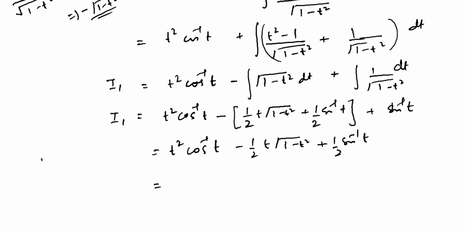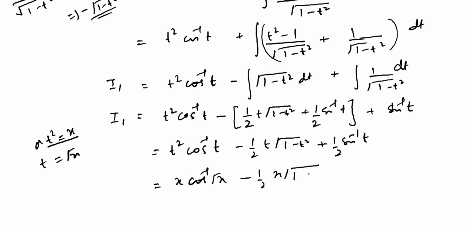On placing t as equal to root x, or t square is equal to x wherever applicable, I'm going to get this as x cos inverse of root x minus 1 by 2 x into under root of 1 minus x plus 1 by 2 sine inverse of root x. Okay. So this is the value of I1 which we obtained after integration.